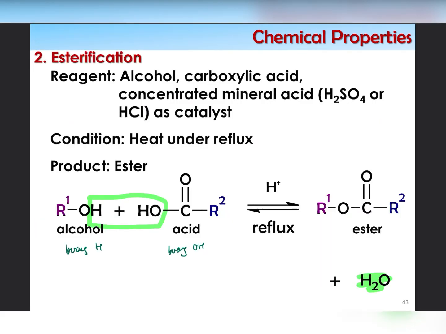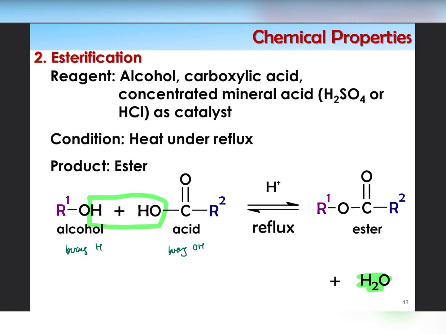For esterification, kita ada reaction of alcohol dengan carboxylic acid to form ester. And the condition must be with heat and undergo reflux, and mesti ada acid catalyst. Okay, so biasanya kita akan guna acid catalyst for this reaction. And for alcohol, okay, ni adalah general equation. You have alcohol react dengan carboxylic acid and undergo reflux to form ester.